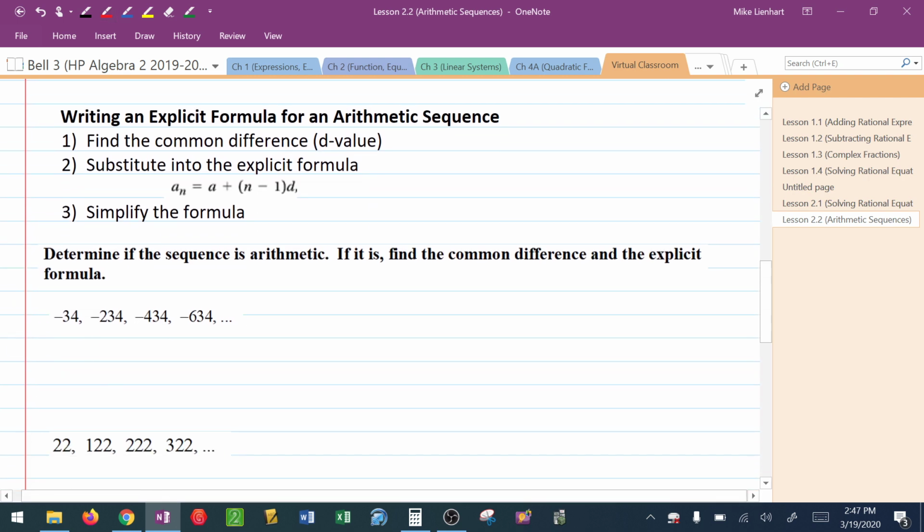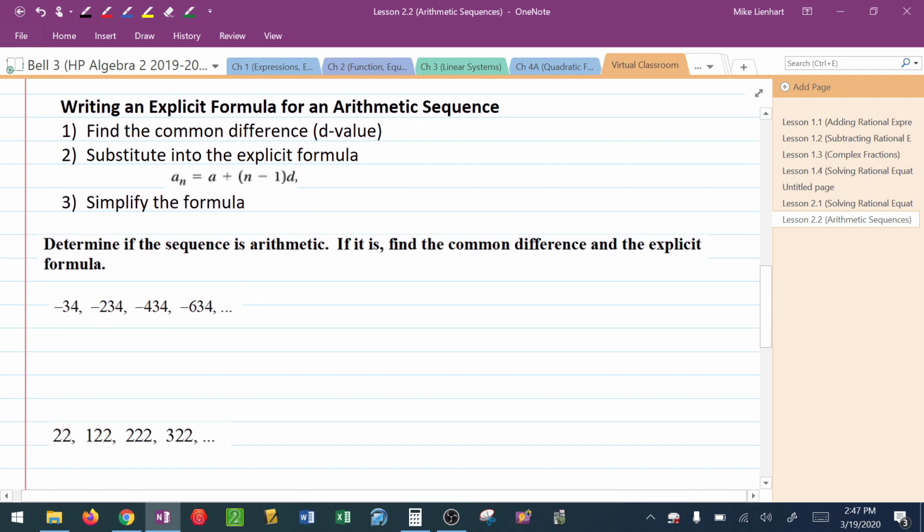All right. So how do I write an explicit formula for an arithmetic sequence? First thing I'm going to do is find the D value, just like we did. What is the common difference? Then I'm going to substitute it into this formula, and then I'm going to simplify the formula. What you'll see is that I end up with an equation that looks very similar to slope-intercept form of a line. It's just written a little bit backwards from how you learned it. In other words, instead of y equals mx plus b, it's going to be more like y equals b plus mx. All right, so let's take a look here.